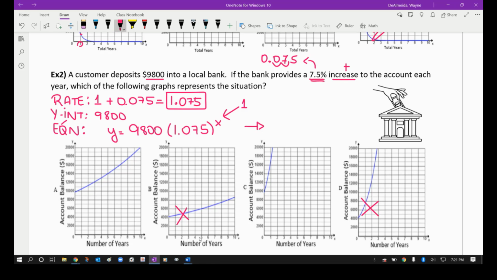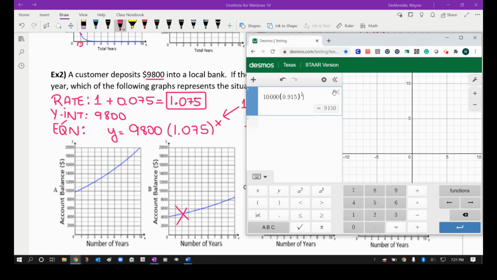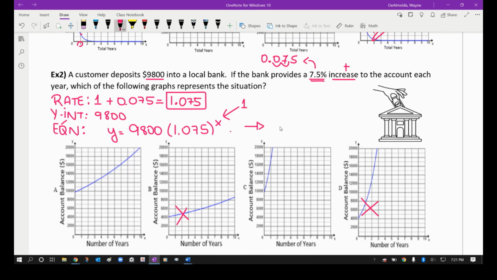So let's take a look. Let's pull out the calculator and enter the new equation, which is going to be 9,800. Then we're going to open the parentheses, 1.075, close parentheses, raised to the first power. And when we do that, we get 10,535. All right, let's take a look.